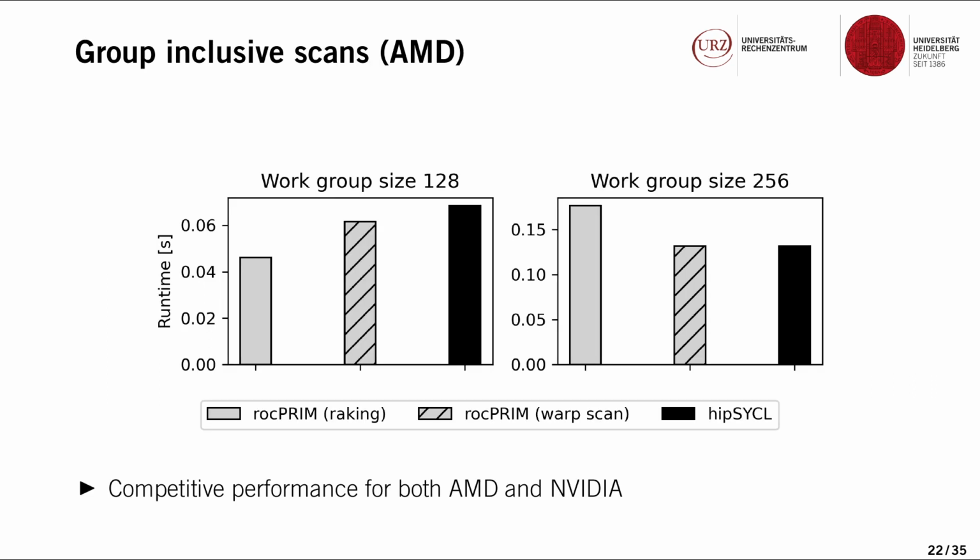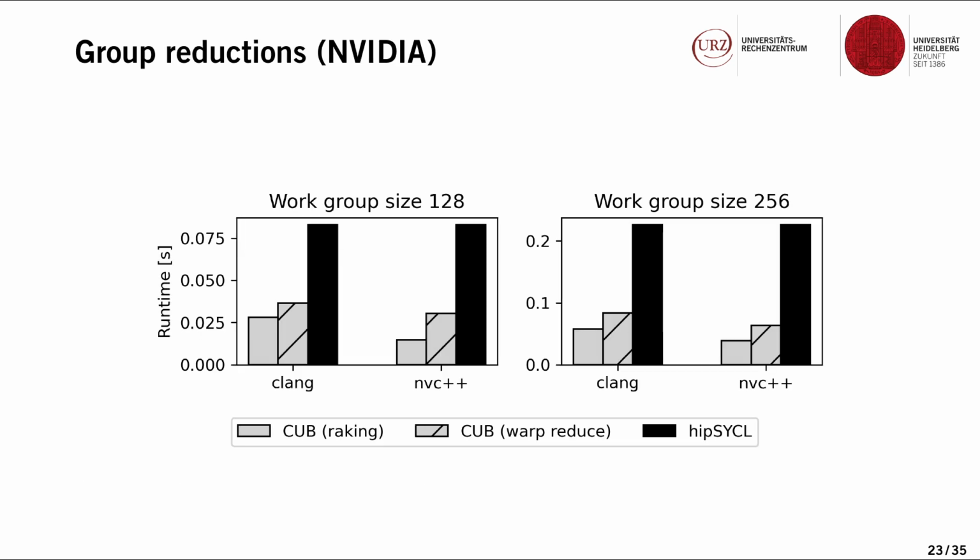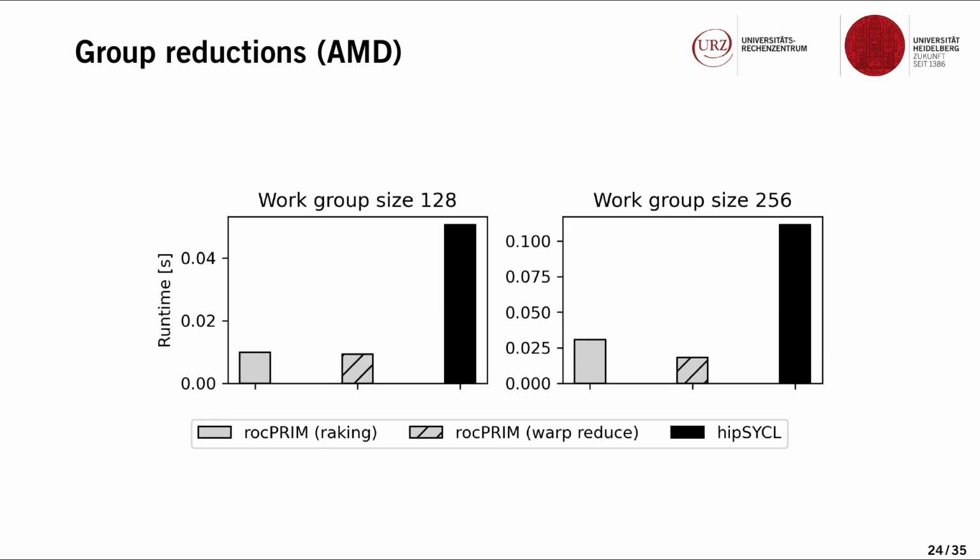If we look at the AMD performance, again, depending on which group size you're using and which algorithm in ROCprim you're using, you see that performance is generally very competitive. Things change a bit if we look at reductions. For reductions, hipSYCL is considerably slower, both on NVIDIA and also on AMD.